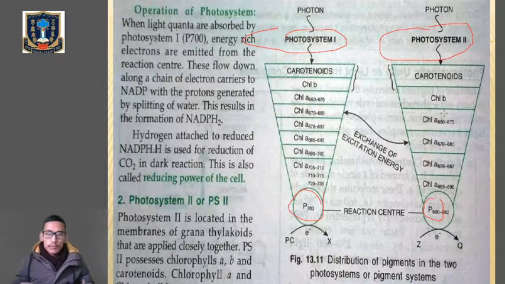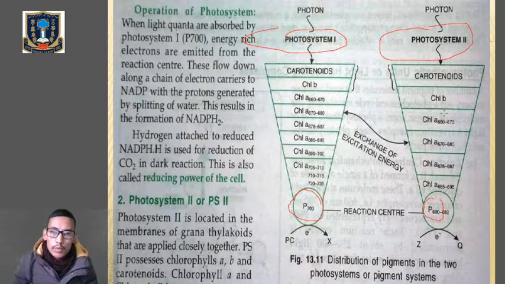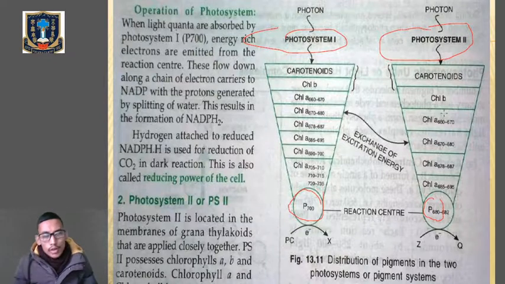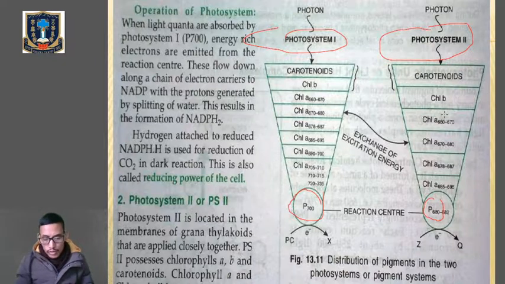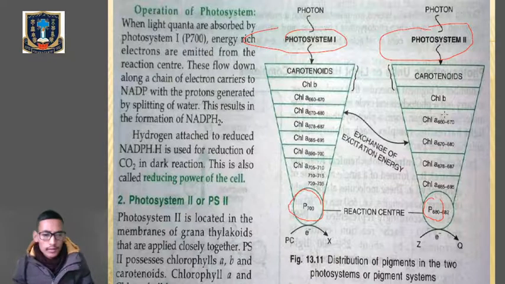That means when the reaction center of PS1, P700, becomes excited, then electrons from the reaction center P700 will go down the electron transport system and lead to the formation of NADPH2. All this process we'll learn in detail in the next class. Okay. Now, hydrogen attached to the reduced NADPH is used for reduction of carbon dioxide in the dark reaction. It's also called the reducing power of the cells. So the electron transport systems of PS1 and PS2 we will learn in detail in the next class, but just briefly.